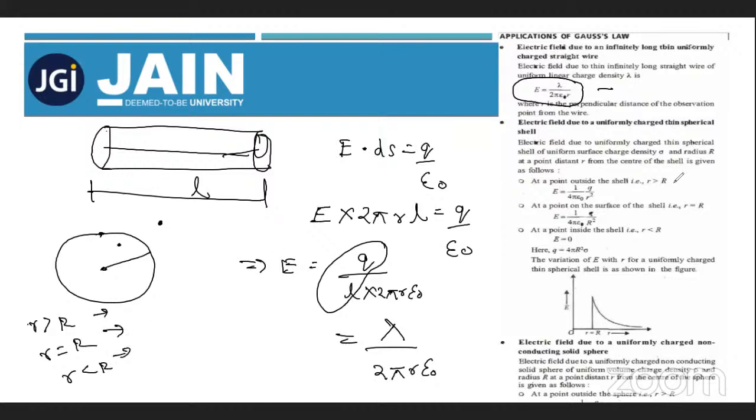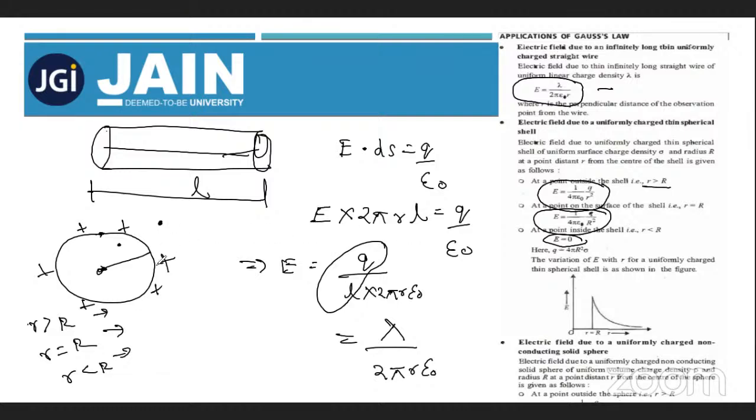When r is greater than R, the formula is kQ by r square. If it is equal, it will become kQ by R square. And if it is inside, it is 0, because there is no charge inside. When I'm talking about a shell which is uniformly charged, all the charge will reside on the surface of the shell. It doesn't go inside. So if there is no charge inside the shell, there will be no electric field.